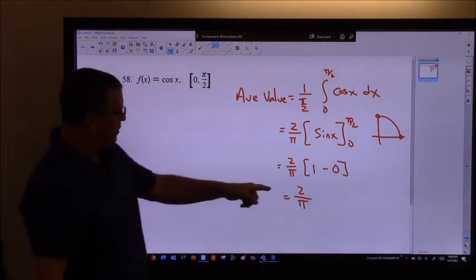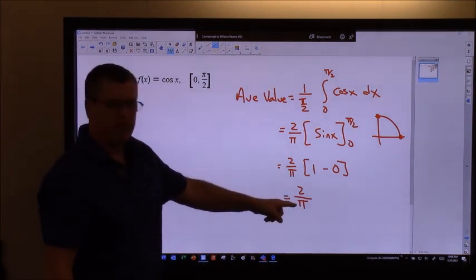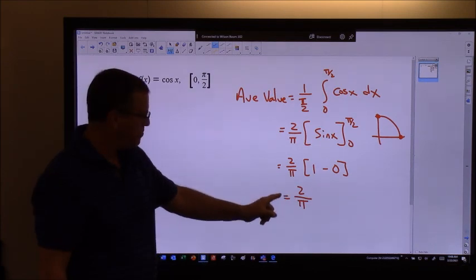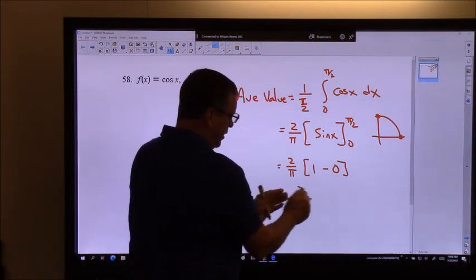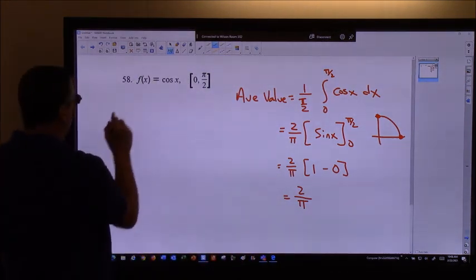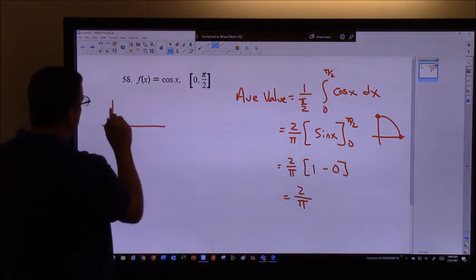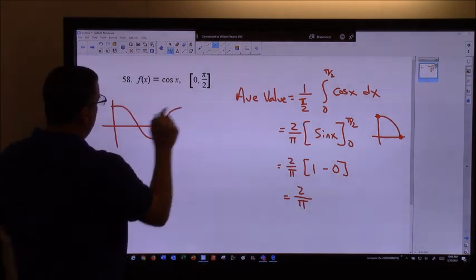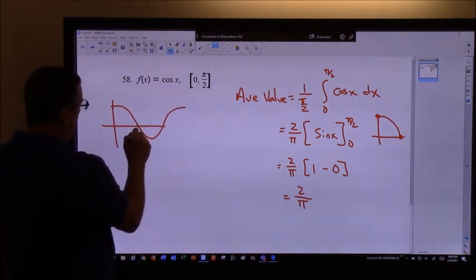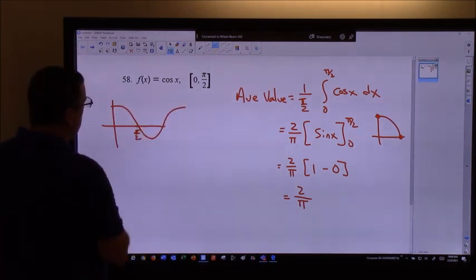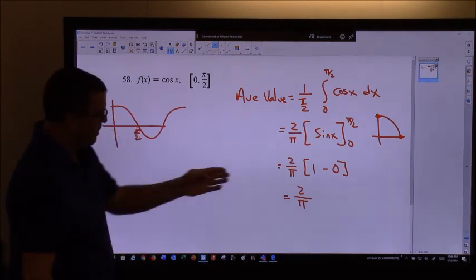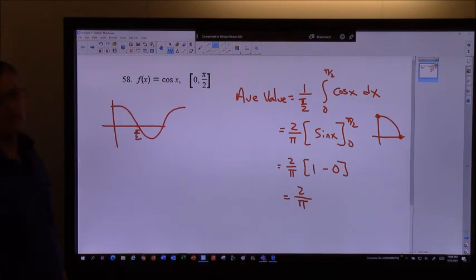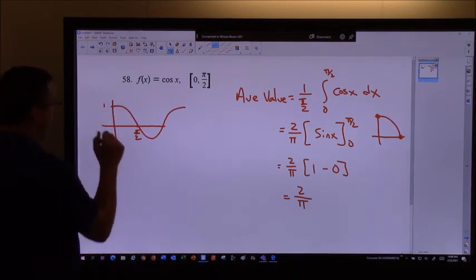So now we have to figure out, okay, where does that C value occur? The C value that makes our average value equal this. This is actually my Y value here, right? If I think, what does a cosine curve look like? It looks like this. And right here is pi over 2. So we're going from 0 to pi over 2 and we're trying to find the average value. There's my average value right there. Okay? I mean, what is that? This is 1 right here.